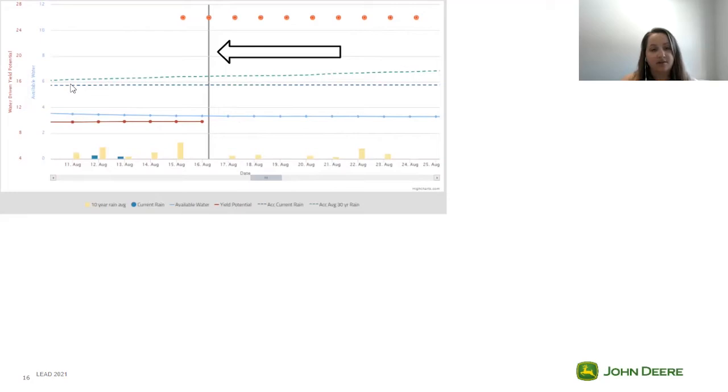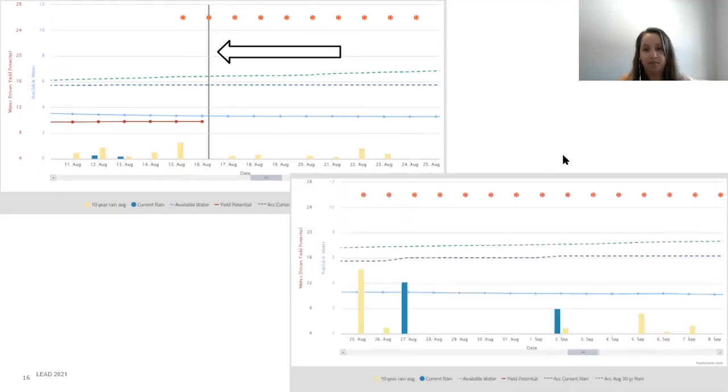With minimal rainfall happening again since the beginning of August, our 30-year accumulated rainfall is starting to really separate from our current accumulated rainfall. So after time of extraction, what we're mostly looking for is any rainfall events that are going to increase our crop available water as we are looking into next season and planning for that.